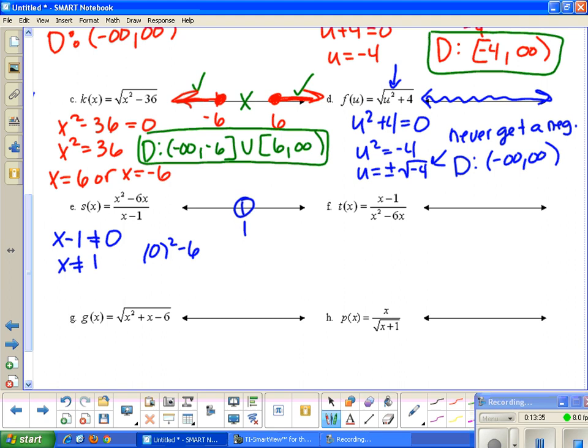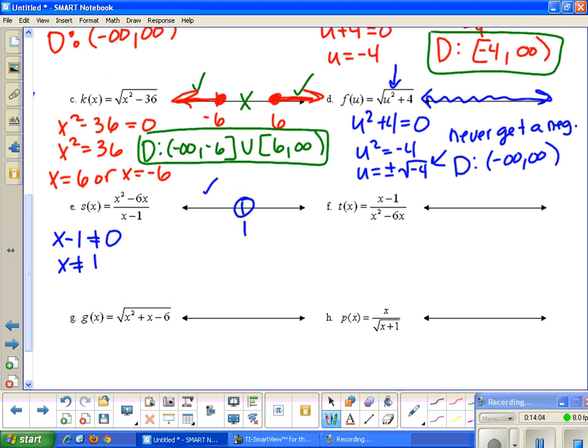So I have 0 squared minus 6 times 0 over 0 minus 1. So 0 squared is 0. Minus 6 times 0 would be 0, so it would be 0 over negative 1. 0 in my numerator is okay. I'm allowed to have 0 in my numerator. I just can't have 0 in my denominator, so this is just equal to 0. So therefore, I know that any number I pick to the left of 1 is going to work, so this is okay. Now let's pick to the right.